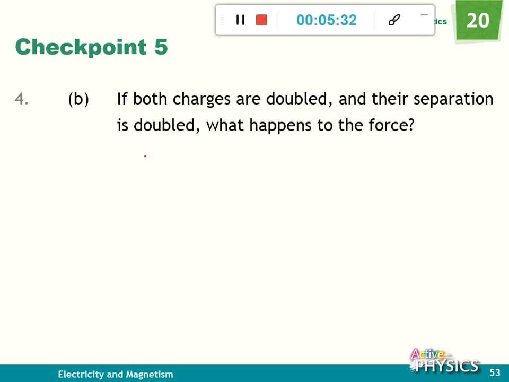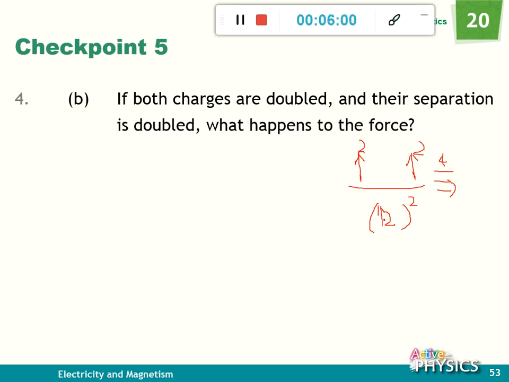How about this? If both charges are doubled, 2 times, 2 times, but the separation is also doubled. Separation is doubled. But remember, this one has the square. Then what happens? This one doubled, 2, 2 times 2, 4.